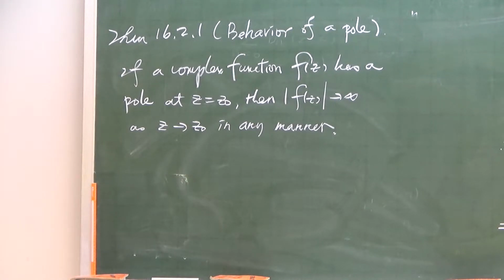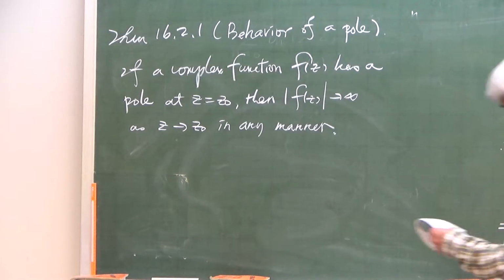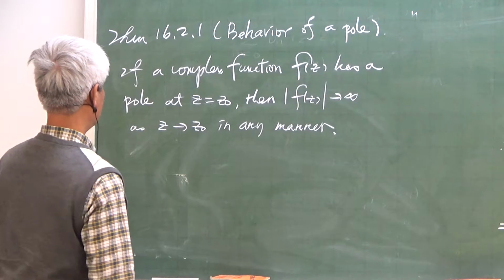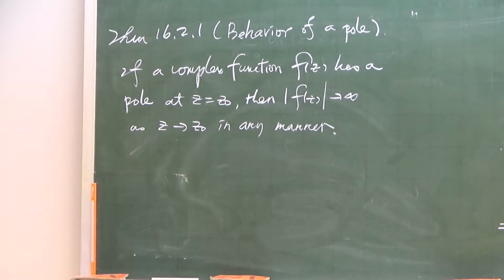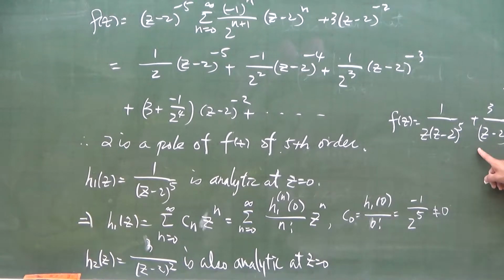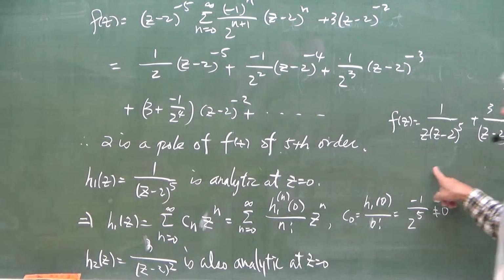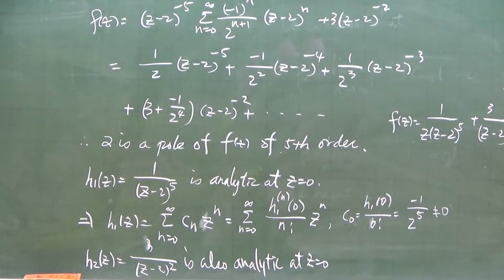For a pole, in this example, as z goes to 2, the denominator goes to 0, so the function goes to infinity. Or as z goes to 0, it goes to infinity too. So this is the behavior of a pole, it grows up no matter how you approach the zero, the pole.